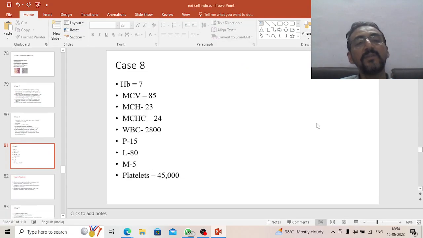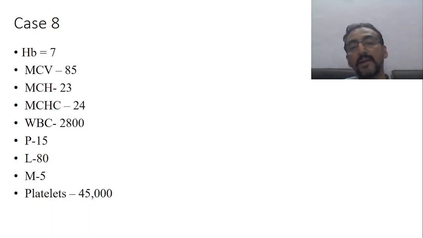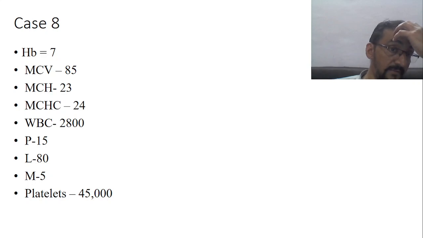Okay, look into the CBC now. I hope you will get some idea now. HB is 7, MCV is 85, MCH 23, MCHC 24, WBC 2.8, very, very low. Platelets, very, very low, 45,000. Lymphocytes 80, polymorphs 15, monocytes 5.